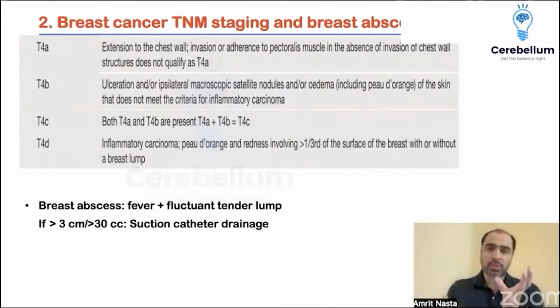How to remove depends on the quantity. If it's a large abscess, more than 3 centimeters, or more than 30 cc on ultrasound, or it is already leaking pus, in that case, you can put a suction catheter drain. I've shown this image in class, you know, that Romovac drain. Or you can do I&D. But if it's smaller than this, aspiration with antibiotics will normally suffice. Right? So remember these important points for breast.